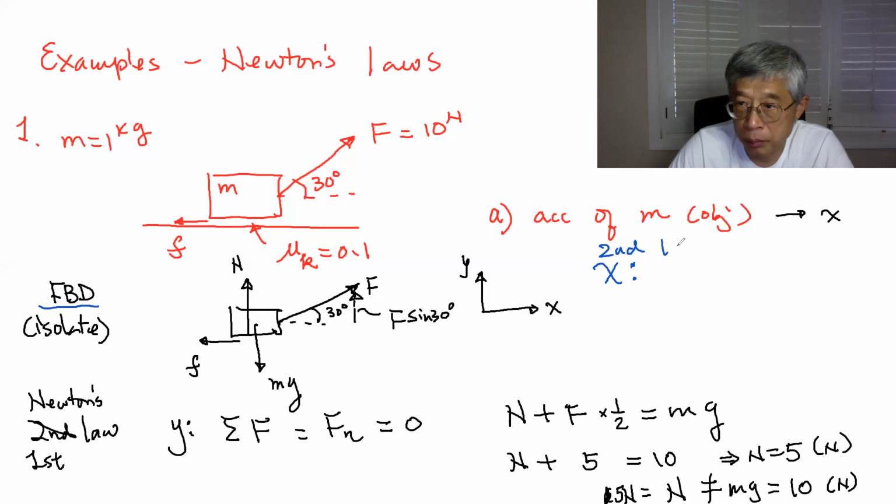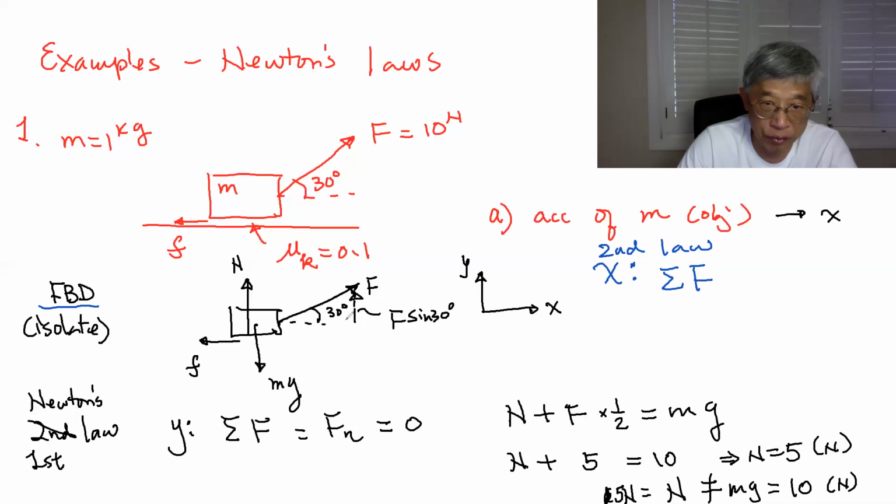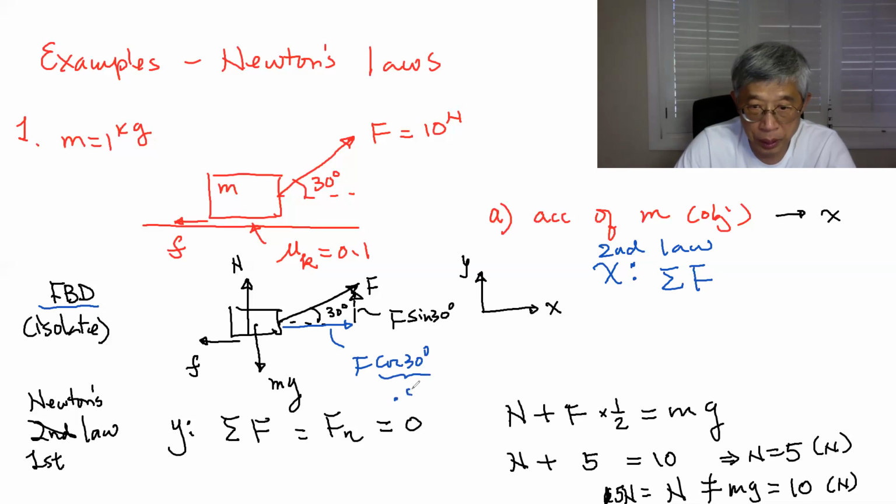Newton's second law. Okay, so we have the net force in the x direction. So we have F cosine theta, right? So this one here, it's F cosine 30 degrees. And this guy here, it's 0.866, right? Okay. And F is 10, right? So that comes out to be 8.7 Newton, right?